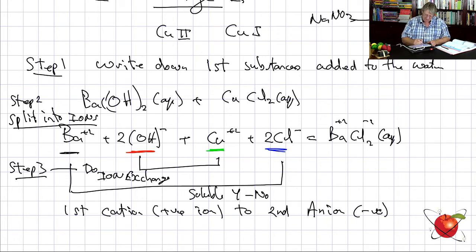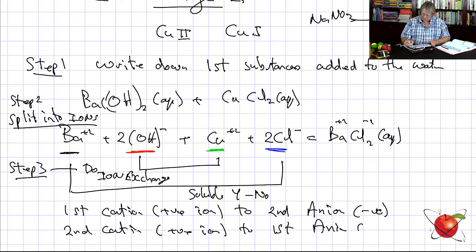And then the second cation, in other words, the positive ion, goes to the first anion, which is negative. Let's put it this way, and then it's that way, isn't it? The first to the last, then this one to that one. Now let's have a look.